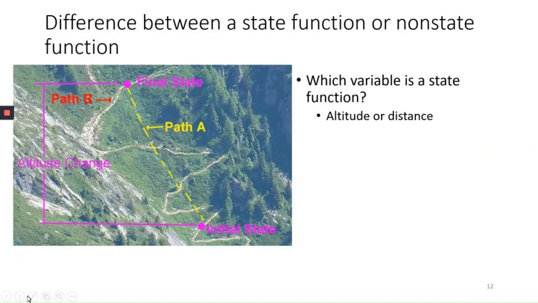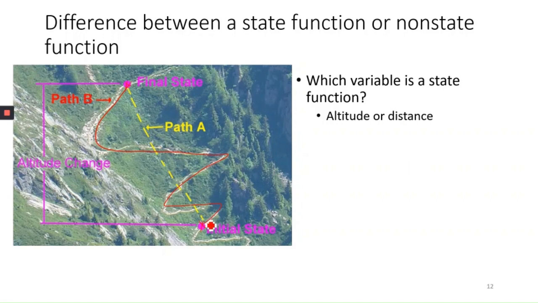So to help illustrate this, and it describes it like this in your book too. You are climbing a mountain. So here you are climbing the mountain, taking this path. And you finally get to this part of the mountain. You started here. Okay? Which variable is independent of the path you took? So is it your altitude or your distance?